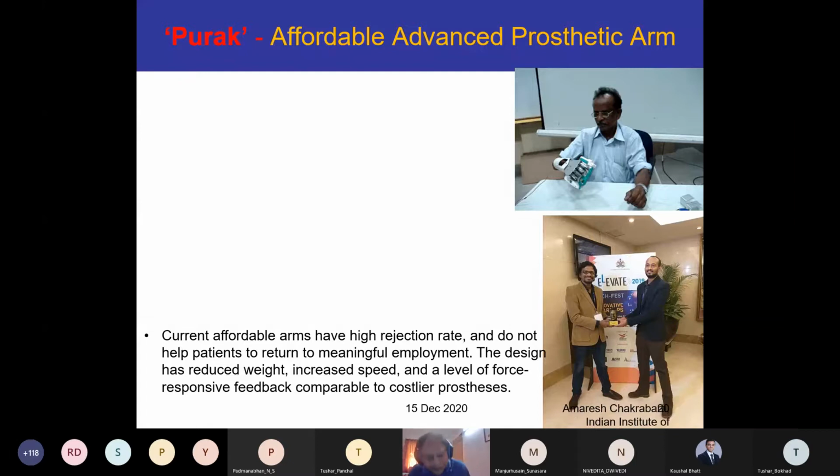But there are so many prosthetic arms. So what's the big deal? The big deal is that most of these prosthetic arms are either too complicated and therefore too expensive and too unintuitive for people to use, or they are too simple and they do not work.